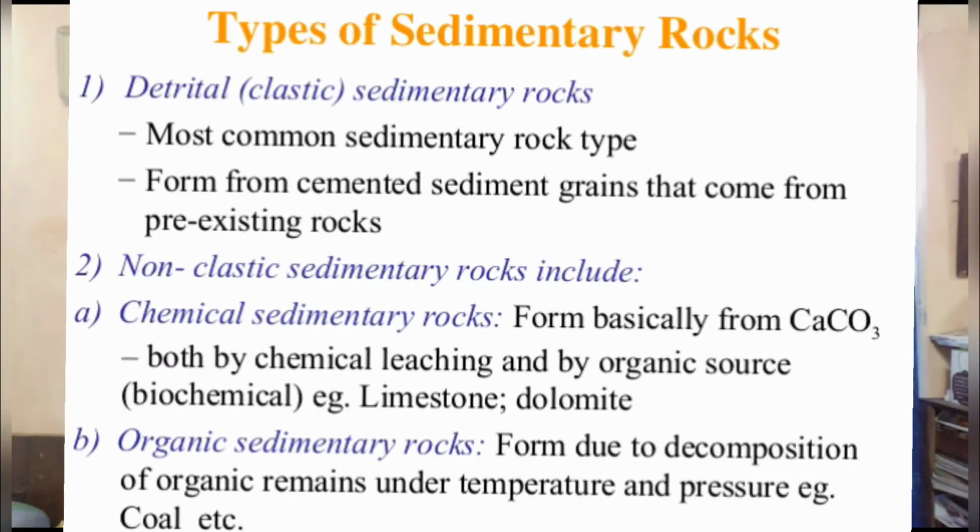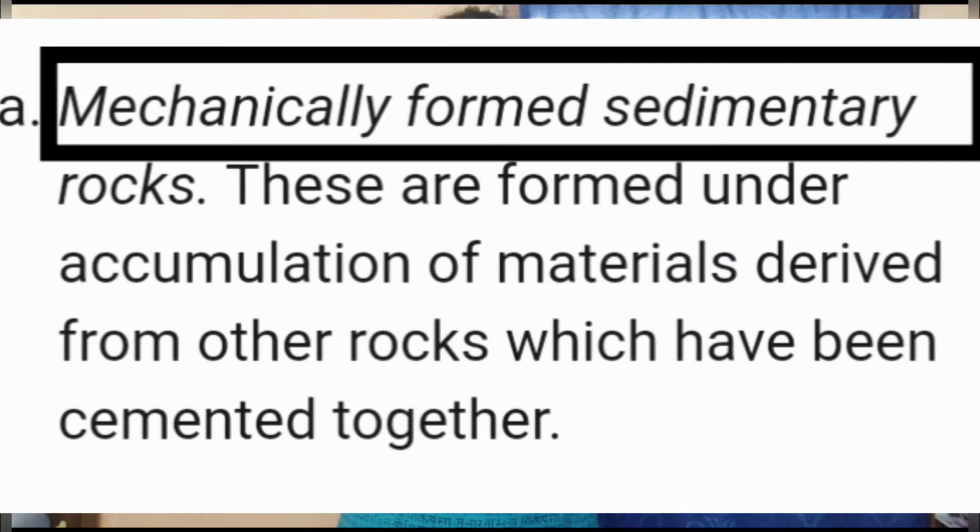There are some divisions of the sedimentary rocks. First is the mechanically formed sedimentary rocks. These are formed by the process of denudation. These are also called the clastic sedimentary rocks, or the mechanically formed sedimentary rocks, or we can say detrital sedimentary rocks. Here are some common examples of mechanically formed sedimentary rocks.